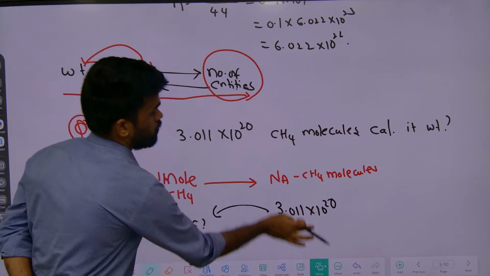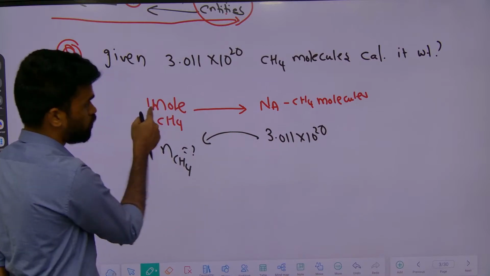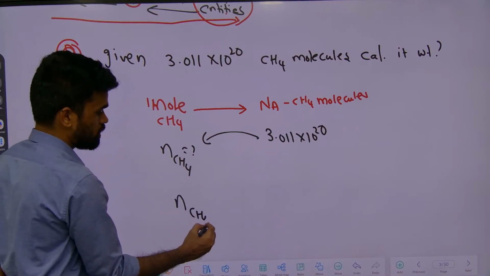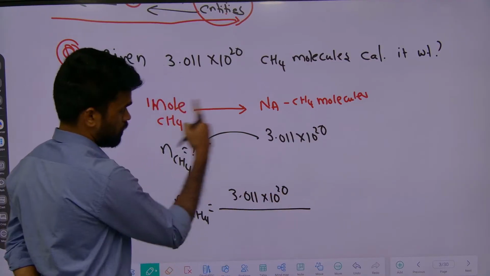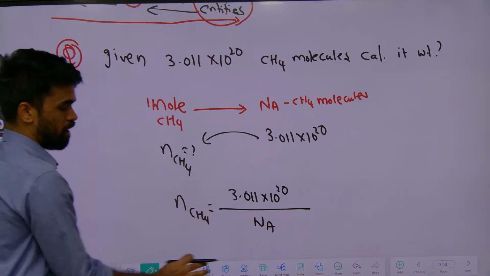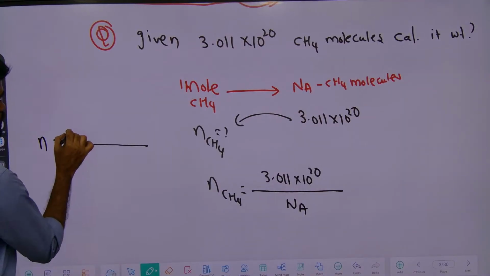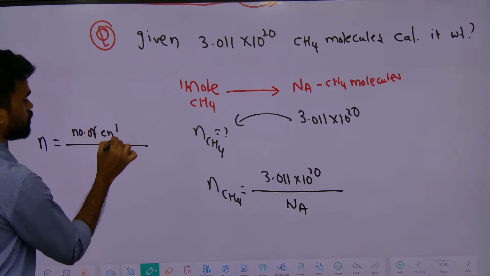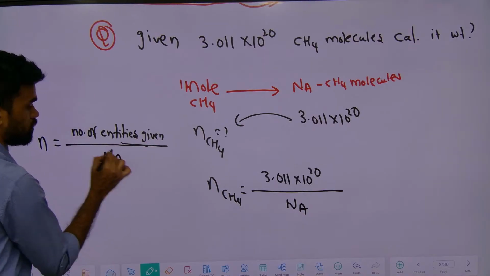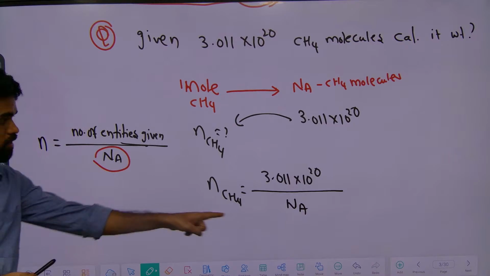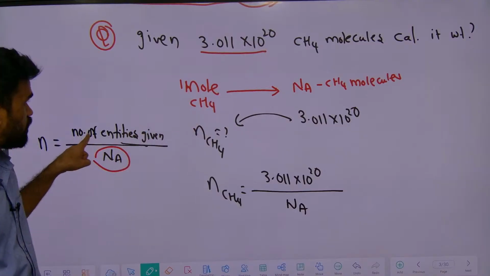So what you need to do is use the unitary method. Avogadro number into this one into 1. So finally you will get number of moles of methane is equal to 3.011 into 10 power 20 by Avogadro number. So the standard formula to remember is number of moles is equal to number of entities given by Avogadro number. In the denominator, Avogadro number. In the numerator, the given number of entities.